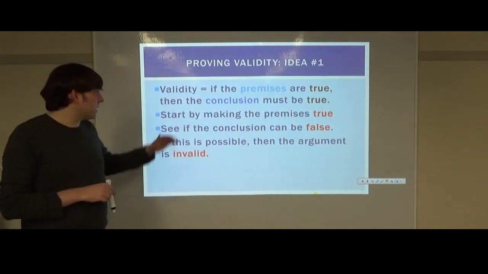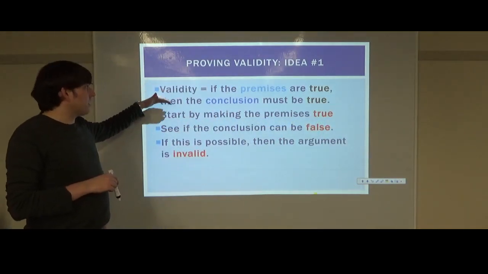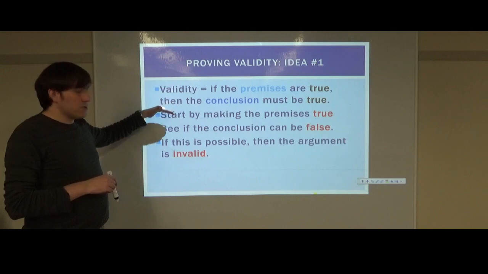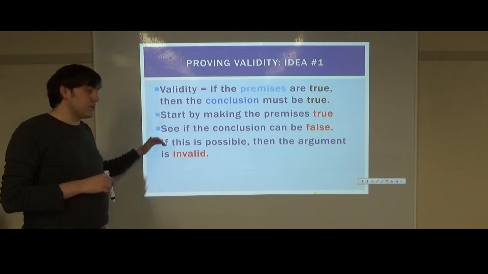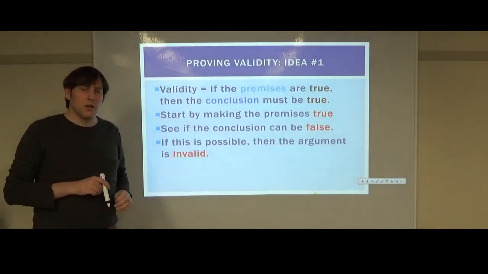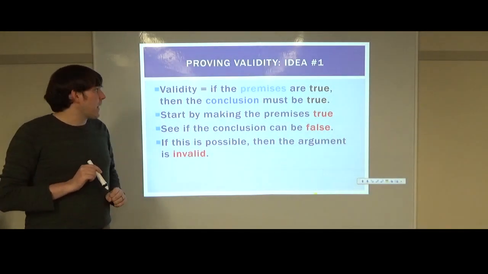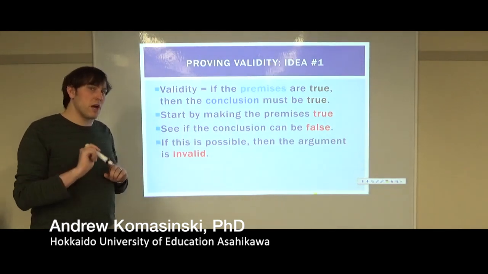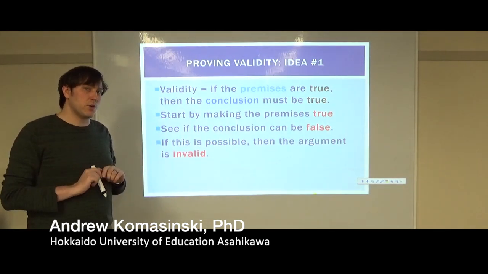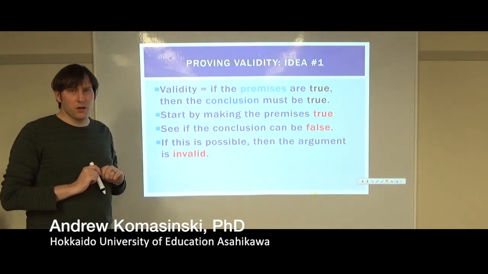So again, validity is if premises are true, then the conclusion must be true. So we start by making the premises true, we see if the conclusion can be false. If this is possible, then the argument is invalid. So just a bonus question. Think about the definition of validity and think if there's another way. So next week we're going to do a little bit of practice with that other way.